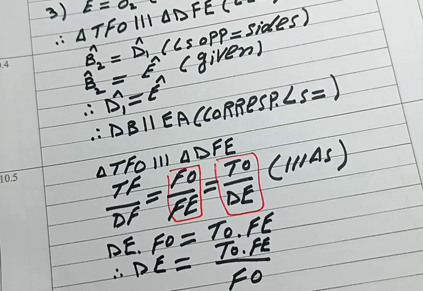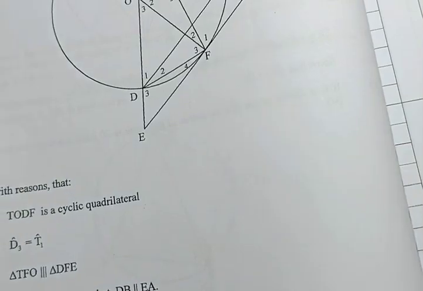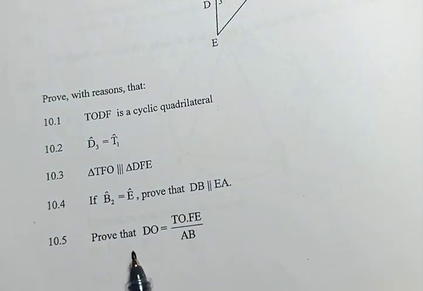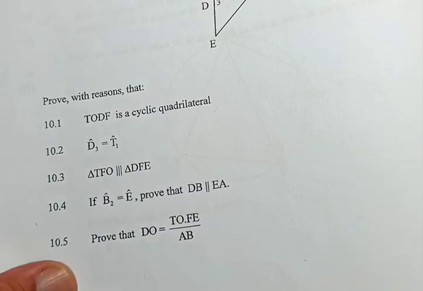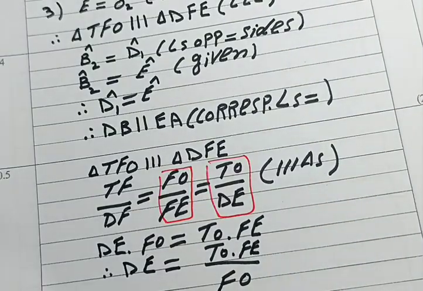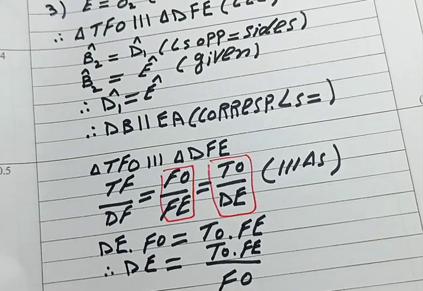Now I'm stuck here because remember we need DO and AB. Where do we get DO and AB? We have TO and FE, but DO and AB are still missing. We can't get DO and AB here. So let's go to another triangle. Similarity we finished. Let's see if we can get something in proportionality.